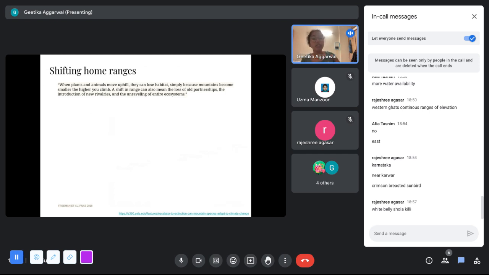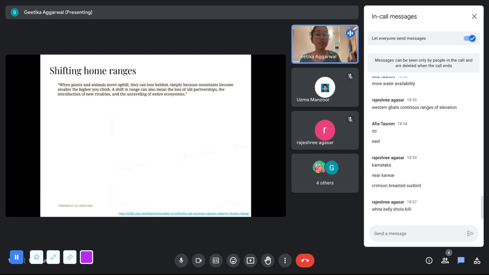So, since they get smaller, the area available is smaller, and these plants and animals will not have as much area as they had when they were in the lower range. And the shift in range will also mean that there can be a loss in the old interactions that they had with the community in the lower altitudes. So, right now, if you're living in a particular area, you will have all these different species that you're interacting with, that you have interactions and bonds with, and you fit in this community. You have your own role, you have your specific niche.